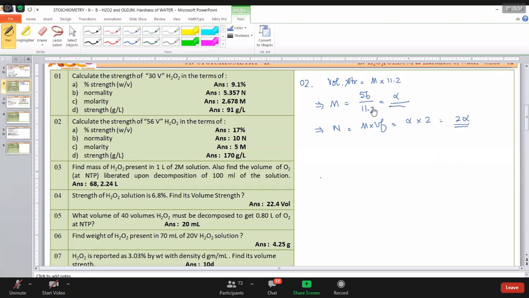Next, he is talking about strength in grams per liter. What is that? Molarity into molecular mass. Molarity is 2 alpha into 34. What is the answer? Beta. Now he's saying percentage weight by volume is equal to strength in grams per liter divided by 10.